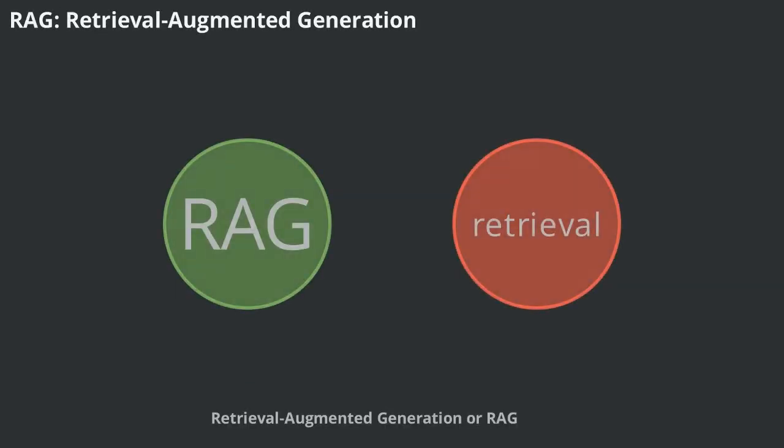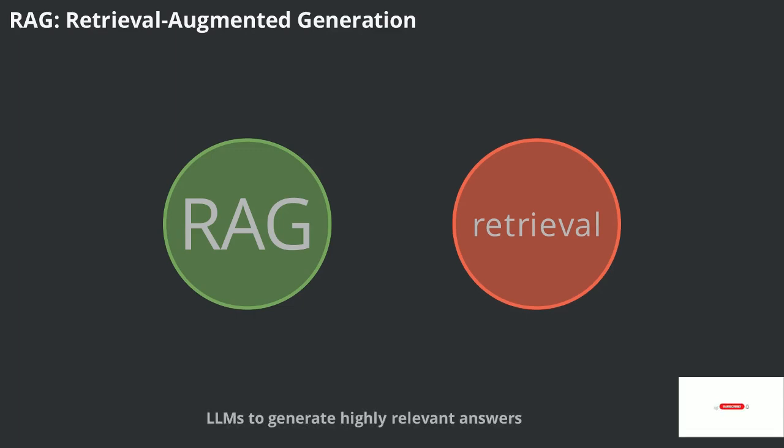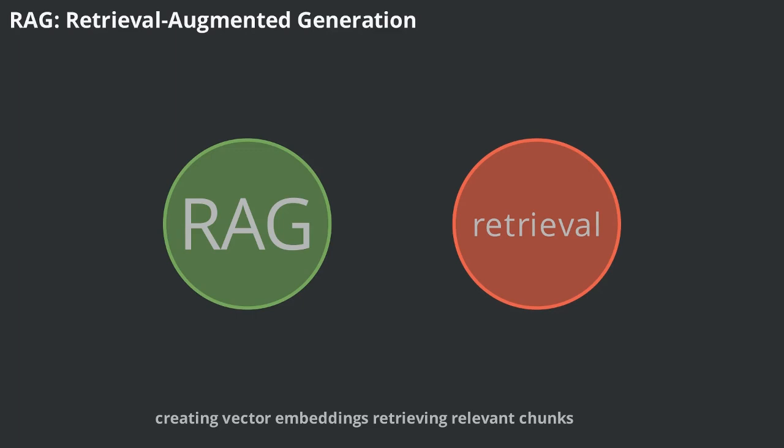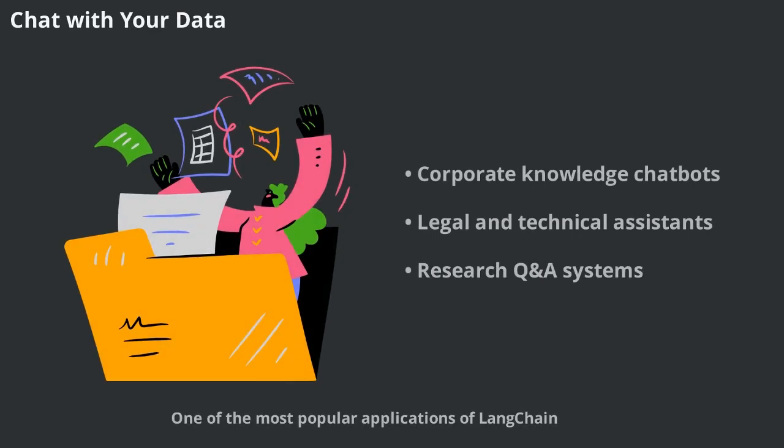Retrieval Augmented Generation, or RAG, is a killer feature in LangChain. It combines your own data with LLMs to generate highly relevant answers. The process involves loading and chunking documents, creating vector embeddings, retrieving relevant chunks, and generating answers using context. RAG enables applications like chatbots that can answer questions based on your company's knowledge base or research assistants that pull from academic papers.